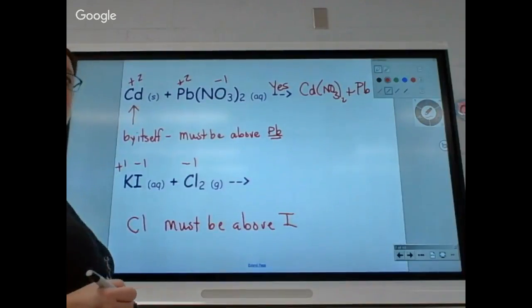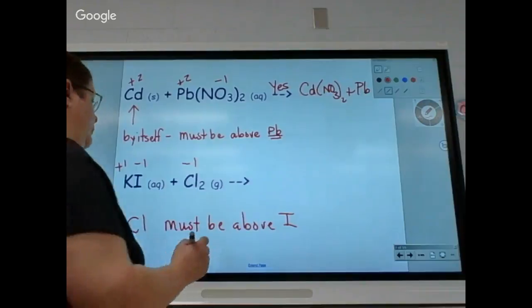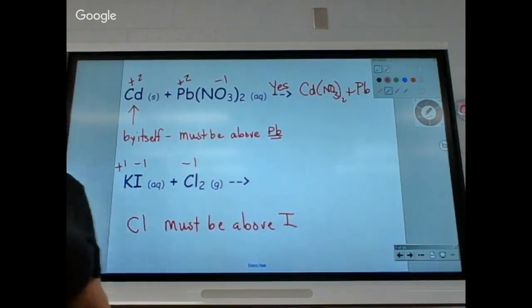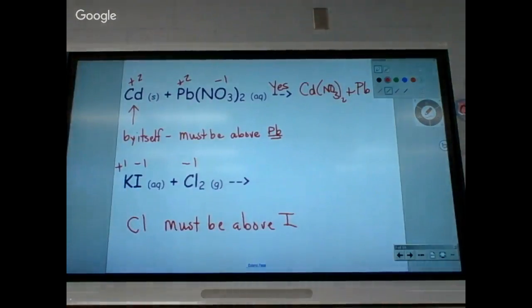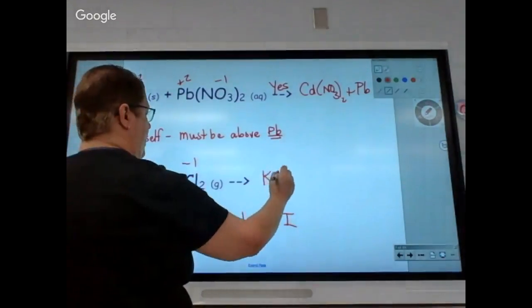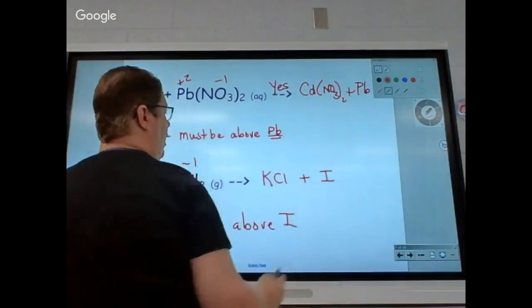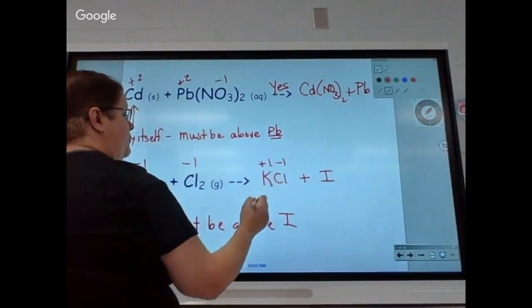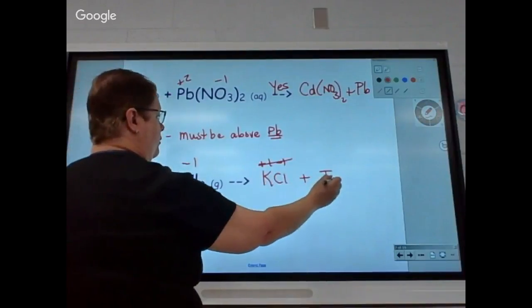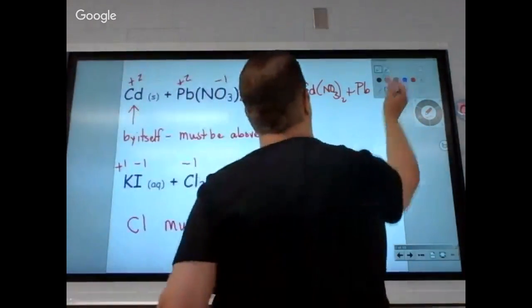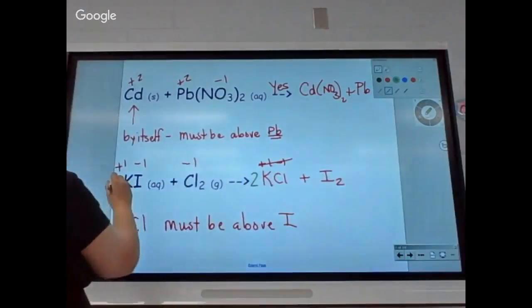So, what's the product? What are my products? Is it single displacement? How do you know? Is it compound plus an element? So yes. Okay. So what do we get? KCl plus I. All right. What oxidation number? What happens to it? And what do I put here? All right. Is it balanced? No. So I'm going to put what here?